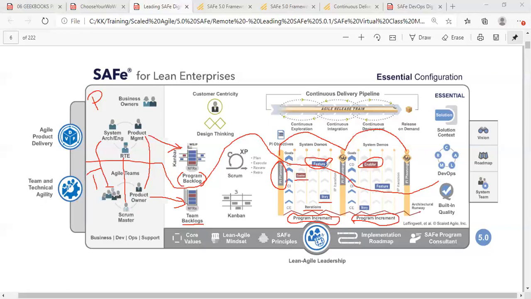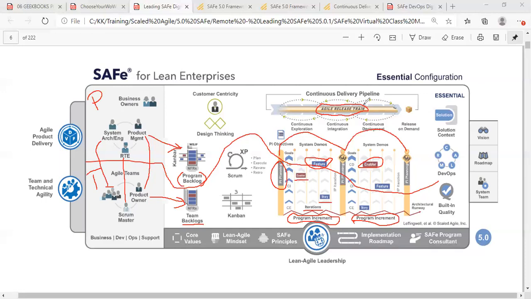Now, the question is, what is this train? You see this train? This train is called the Agile Release Train. Now we have a concept of this Agile Release Train in SAFe, and the question is, who is on board this train? And the answer is everyone, right?